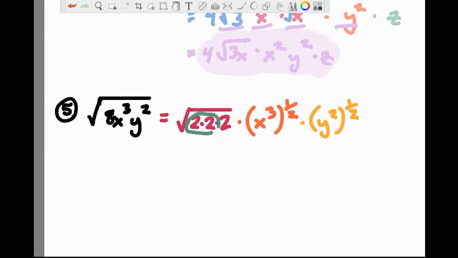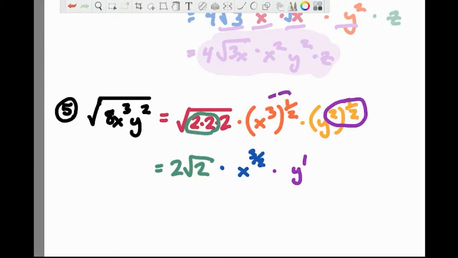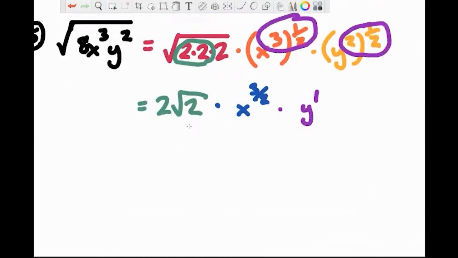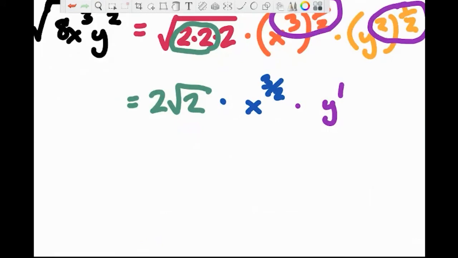This one, there is a group of 2 there. So I'm going to pull that out and then just have 2 root 2. And this is y to the 1st, because when you multiply 2 and 1/2, you get 1. This is 3/2. That's how I got that. Okay, 3/2 can actually break down to 2/2 and 1/2. So that's kind of how we're going to break this down here.